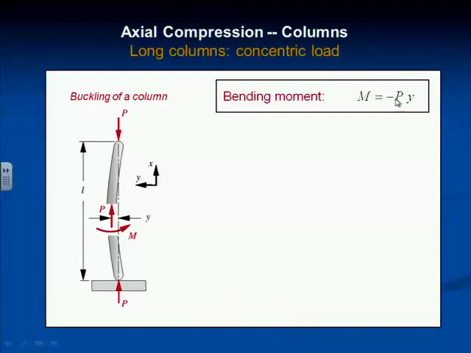So the bending moment here is just as it would be anywhere else, P times Y. Y is the offset. And notice that when it starts to buckle, the center or belly of the column is set off to one side, like so. What does that do to the moment?